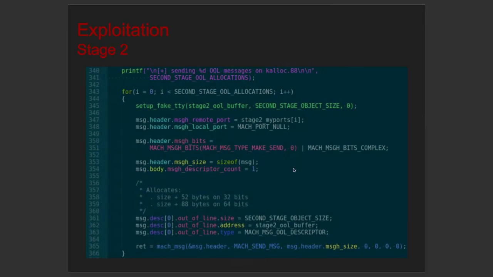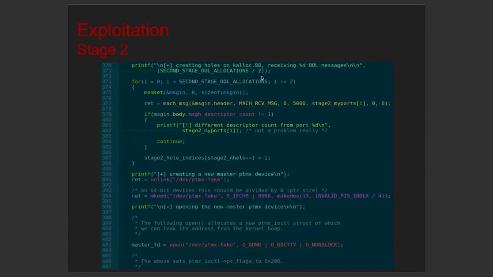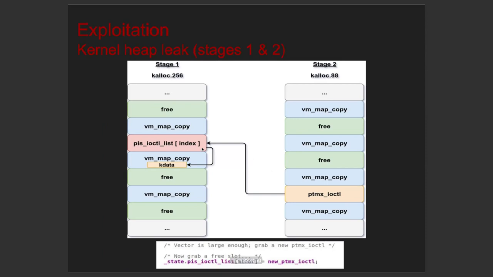You spray with VMAP copy structs of size 88, max send message, right? And then you receive every second one. You create the holes on the 88 zone. And then you trigger the bug here, right? This invalid piece index number here is basically what points relatively to here, right?